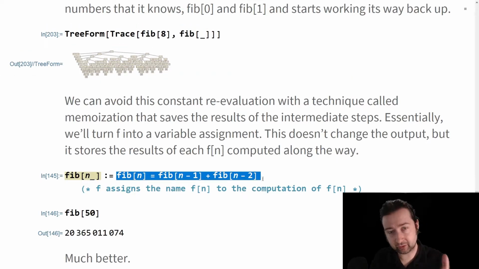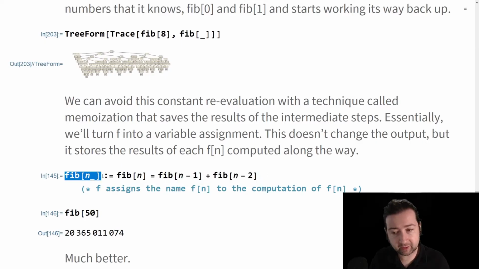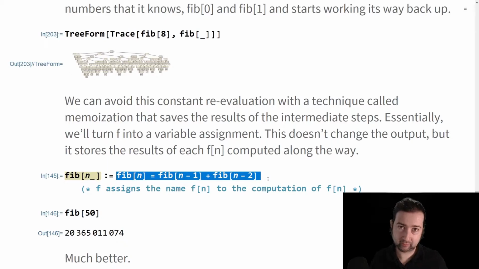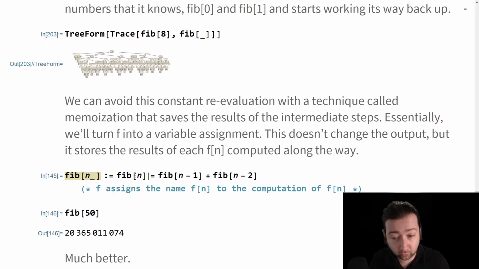So this might look a little strange, but what this function is doing is it's defining Fibonacci of n to be a function assignment, a variable assignment. It says fib of 8 is equal to the assignment fib 8 is equal to fib 7 plus fib 6. So that means that in the course of calculating what the 8th Fibonacci number is, it also records that number inside of something called fib 8. And now Mathematica will carry that around internally as a value it can refer to again.